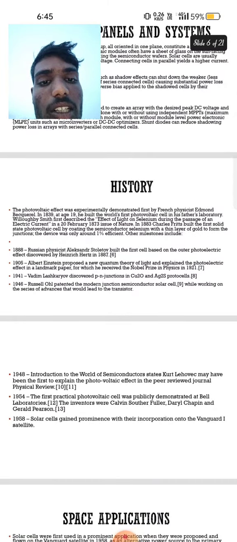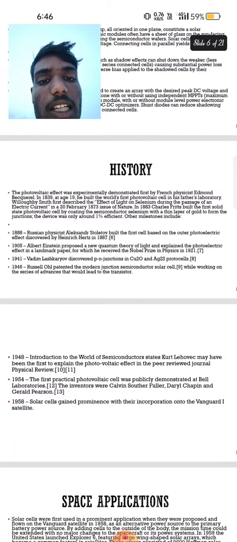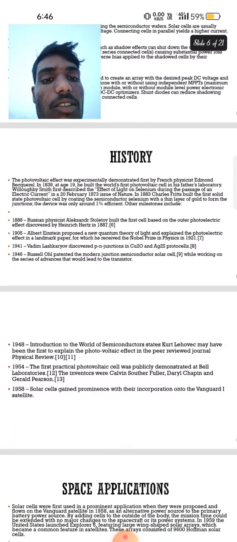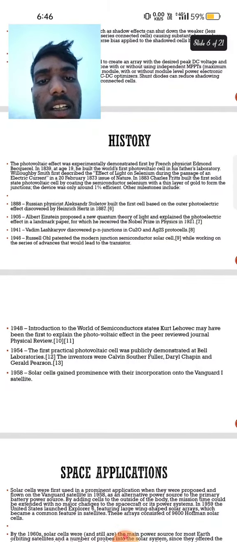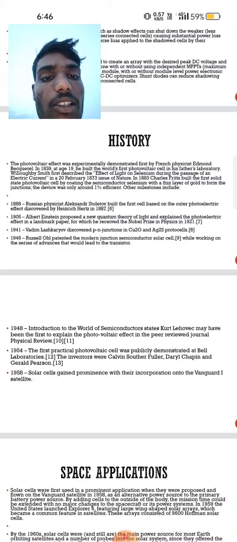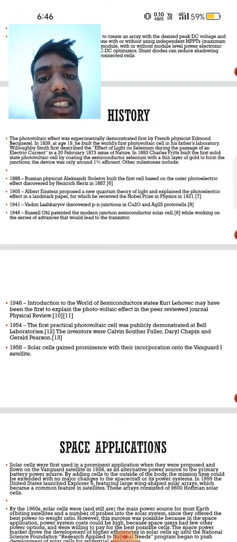History: the photovoltaic effect was experimentally demonstrated first by French physicist Edmond Becquerel in 1839. At age 19, he built the world's first photovoltaic cell in his father's laboratory. Willoughby Smith first described the effect of light on selenium during the passage of an electrical current in the 28th February 1873 issue of Nature. In 1883, Charles Fritts built the first solid-state photovoltaic cell by coating the semiconductor selenium with a thin layer of gold to form the junctions.